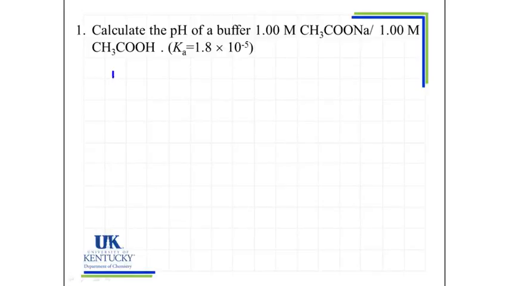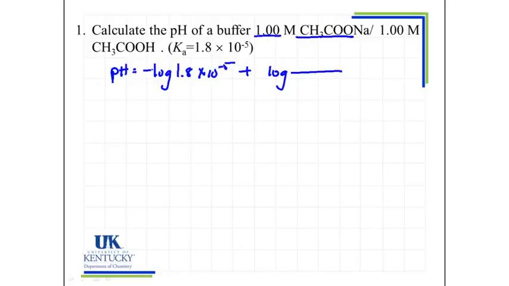We have the Henderson-Hasselbalch equation telling me pH equals pKa. That would be the negative log of 1.8 times 10 to the minus 5, plus the log of the base over the acid. Well, here's the base. It's 1 molar. Here's the acid. It is also 1 molar.